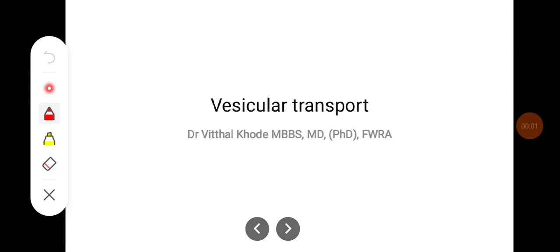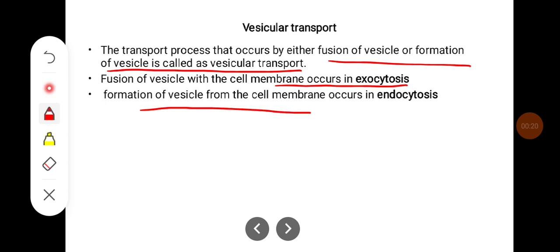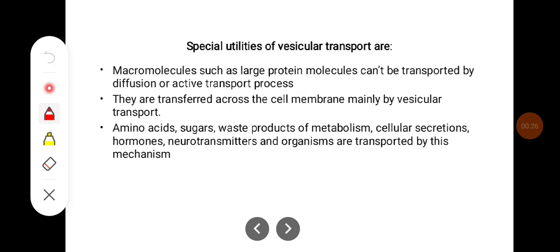In this class, we'll try to learn about vesicular transport. Vesicular transport is a process that occurs by either fusion of vesicle or formation of vesicle. Fusion of vesicle with a cell membrane occurs in exocytosis. Formation of vesicle from the cell membrane occurs in endocytosis. So this is an example of active transport.